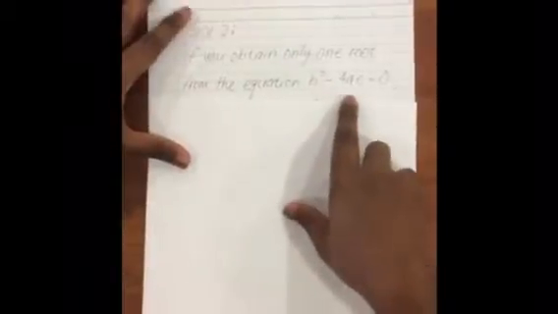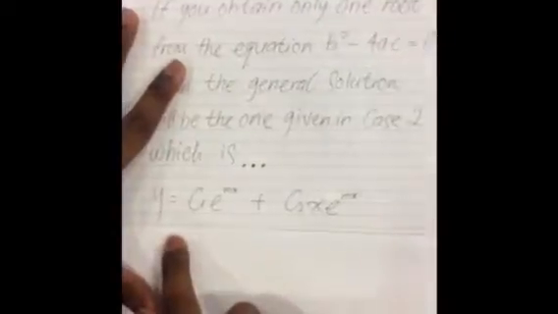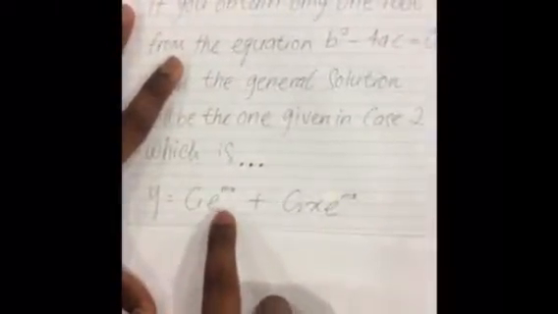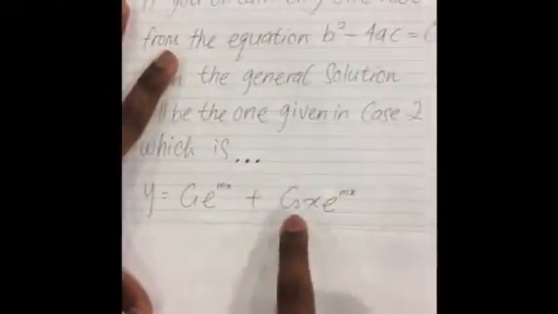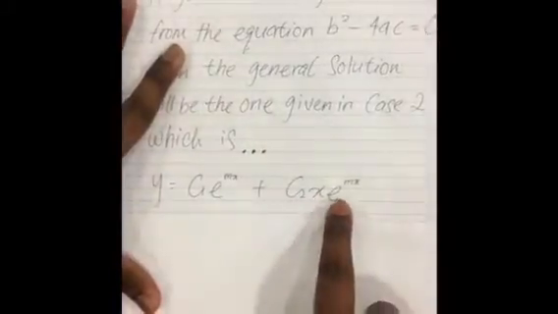As for case 2, if you obtain only one root from the equation b squared minus 4ac equals 0, then the general solution will be the one given in case 2, which is y equals c1 e to the power of mx plus c2 x e to the power of mx.